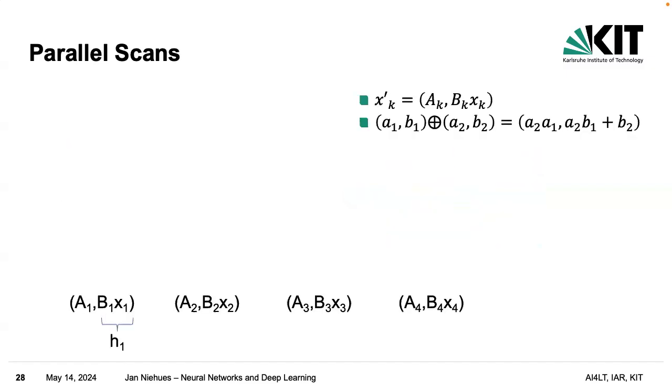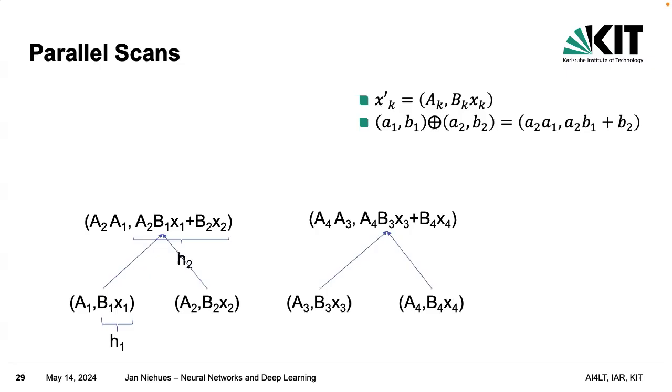So we start here with A1, B1, X1. That's exactly the definition of what we said as our x primes. And then you see here already at the first position, you have your H1, which is just B1 times X1, assuming that H0 is just zero again. And now we apply our addition there, which says the first term is A2 times A1, and the second is A2 times B1 plus B2. And we're doing that in the parallel scan way, so we're doing it for the first and second one jointly, and for the third and fourth one jointly.